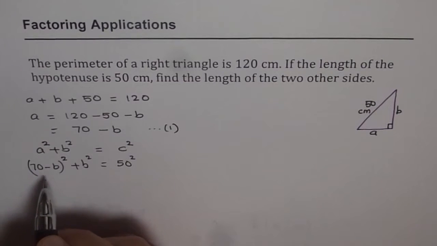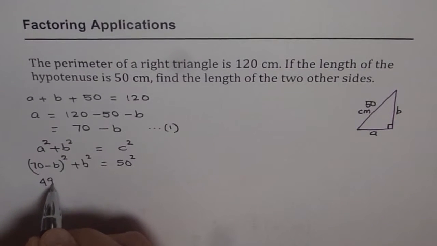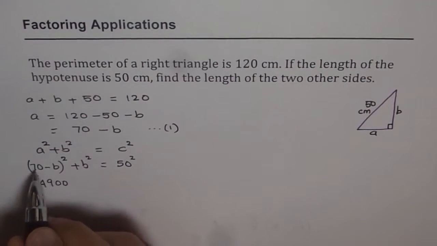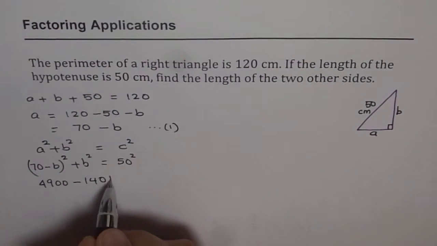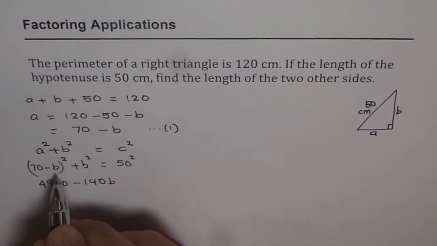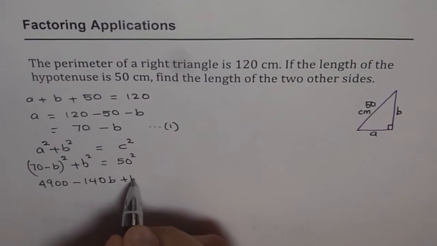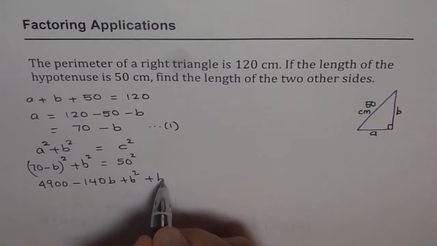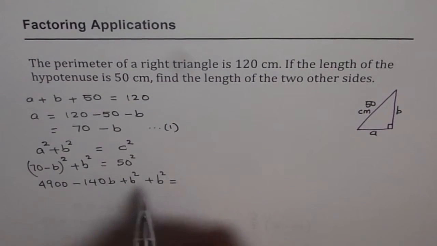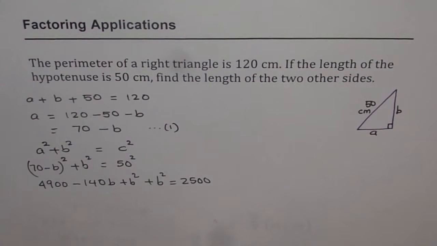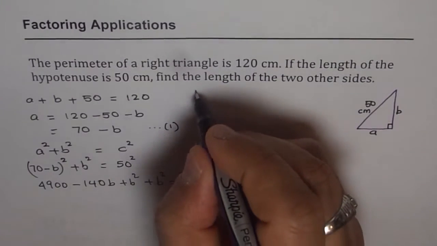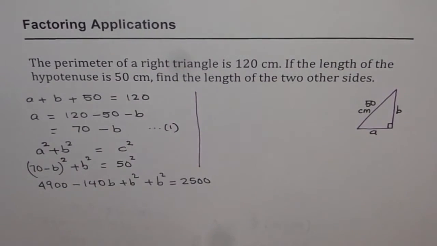So let's expand 70 minus B whole square. So 70 square is 4900. So we get 4900. 2 times 70 is 140 with minus sign, 140B, and minus B, B square is B square plus B square equals to 2500. So we get 2500 here. So that is the equation. Now let's rearrange this and then solve using factoring.